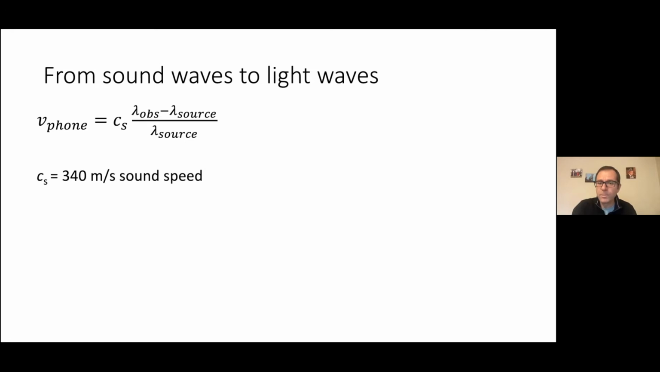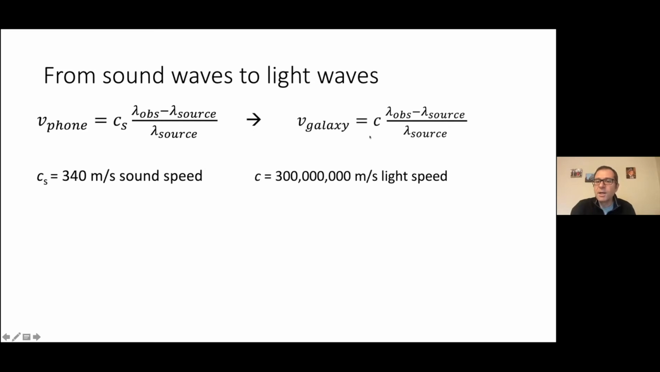of the sound. Now, a very similar formula applies to light, and the only difference here is that we don't have the speed of sound, c sub s, but we have the speed of light. Light is much faster, of course, than sound. In fact, it's about 1 million times faster. And in 1 second, the light covers a distance of 300 million meters. But the formula is exactly the same. With that formula, you can measure the velocity of an object relative to us.